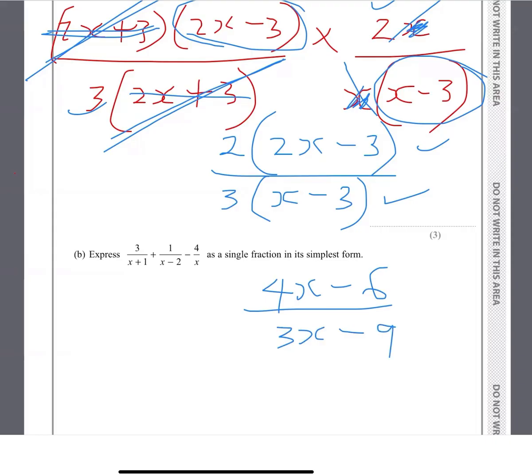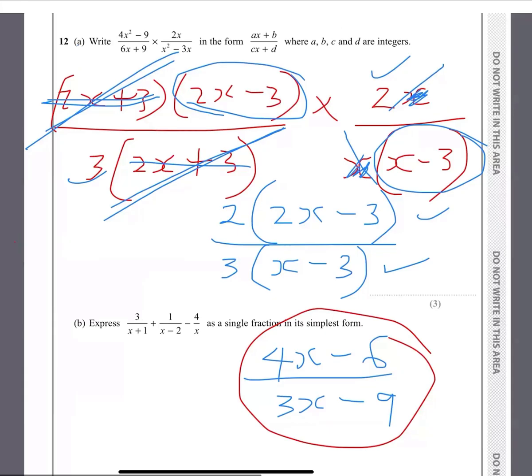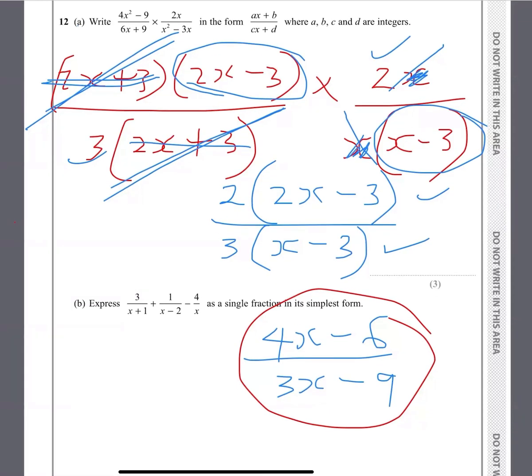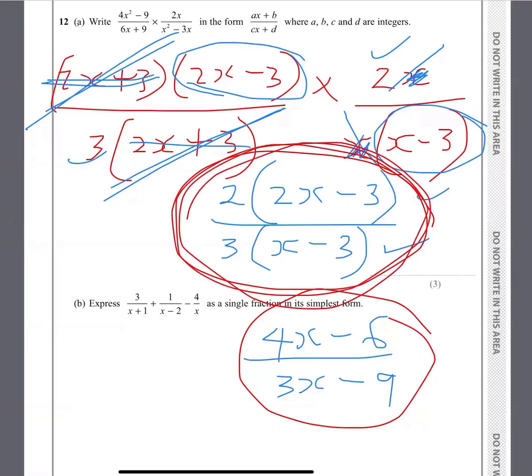So you can notice here that it is in the form that they want it to be. Your A is 4, your B is minus 6, your C is 3, and your D is minus 9. Even though they didn't ask us to find A, B, C, and D, we have been able to align our answer so it becomes easy for us to see what A is, see what B is, see what C is. A lot of people will stop here, right? And they won't get all the 3 marks. So you need to be careful.